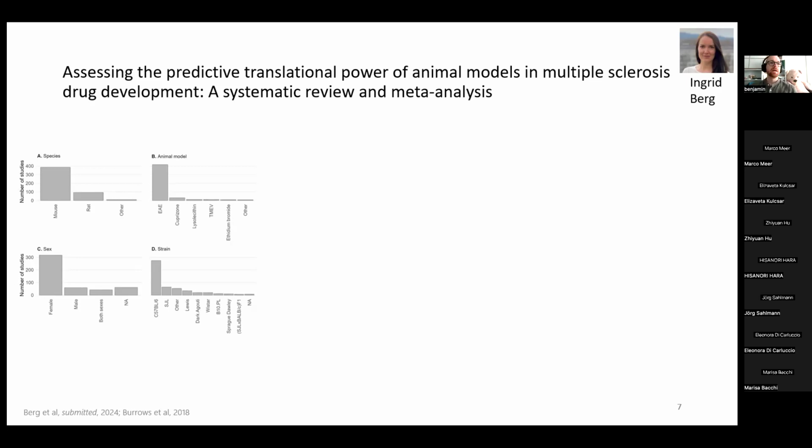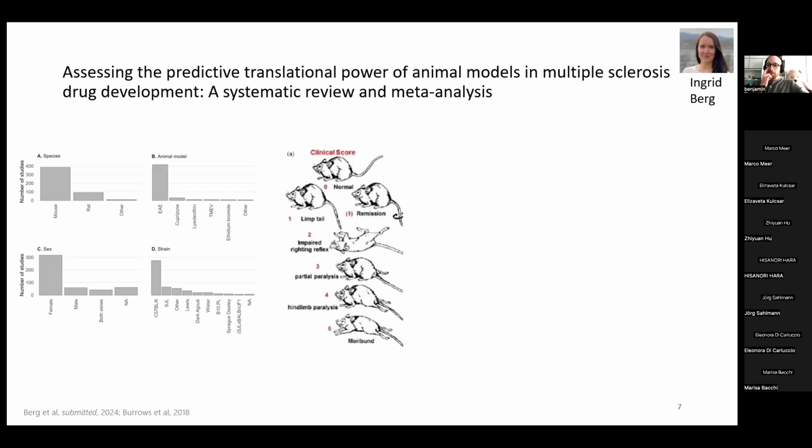And over 80% of the studies used female animals only, exclusively. And also for the mice, one particular strain, the Black 6 mice, was used in the large majority of these studies. So this shows that there's an extreme standardization of testing procedures for the drugs, which might be a problem if you generalize it to a human population, which is very heterogeneous.